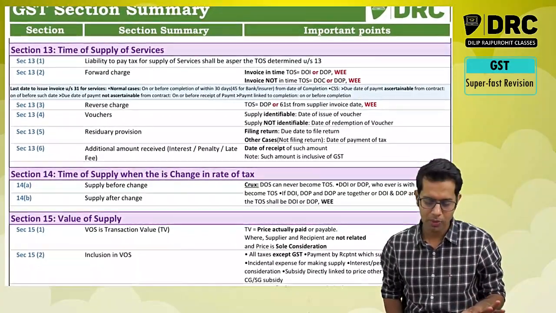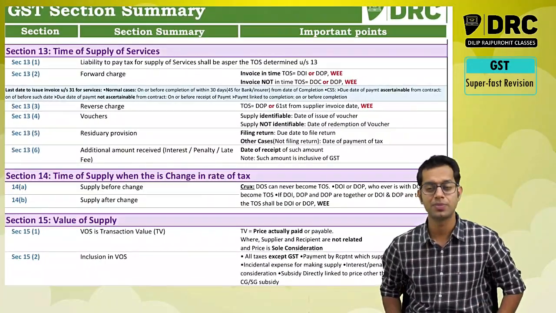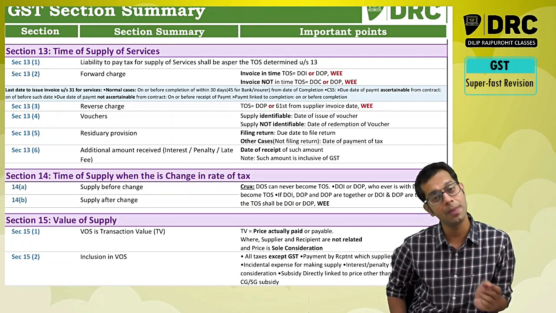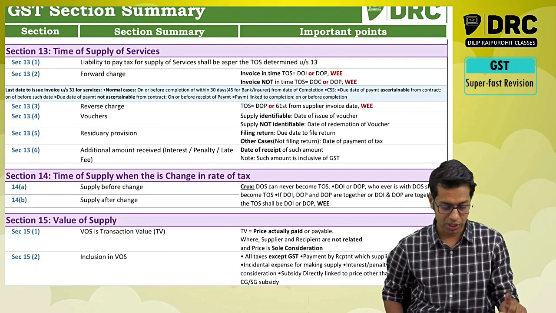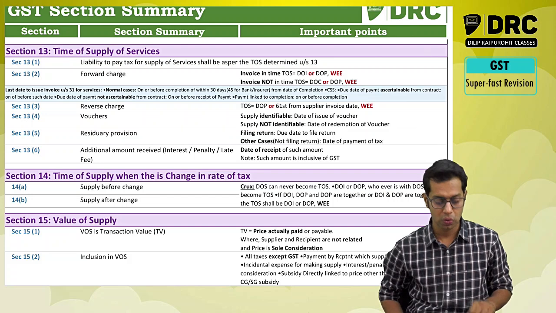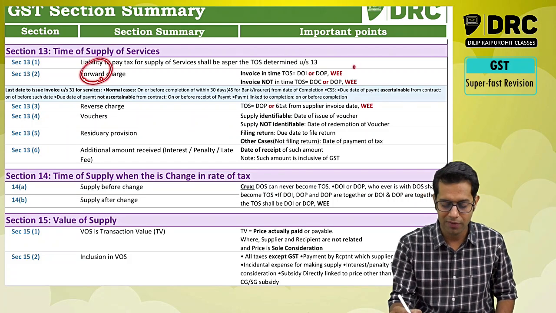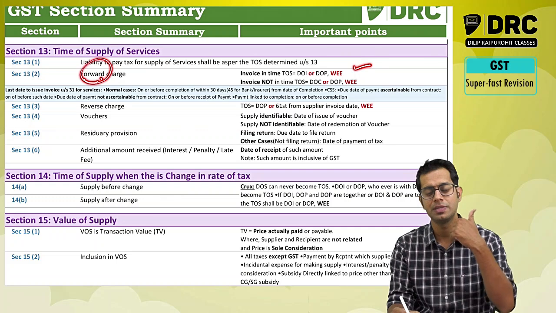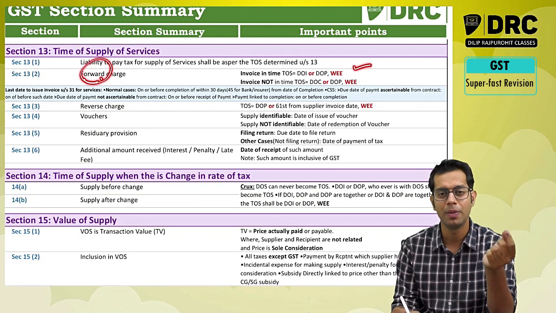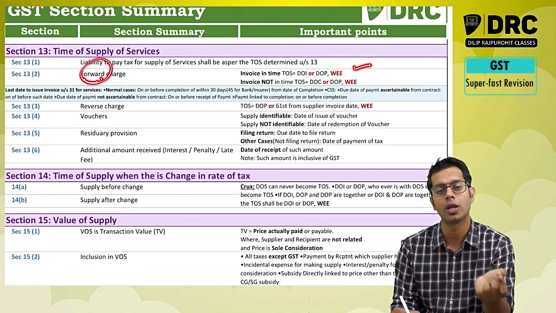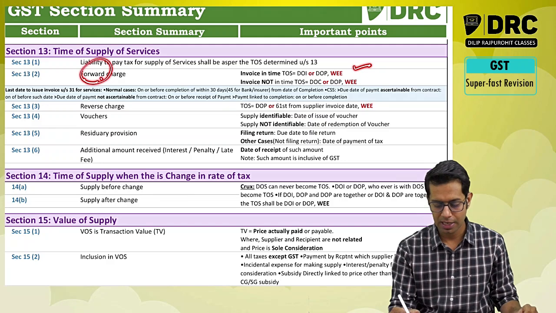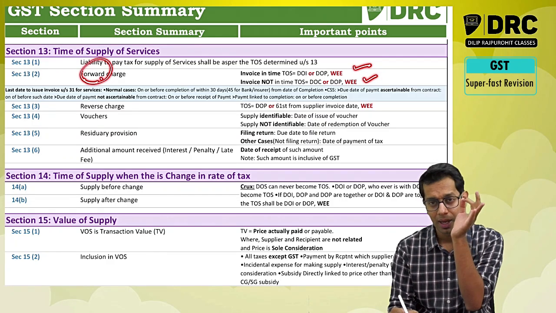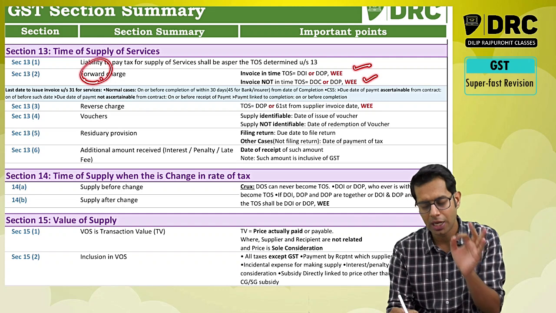Section 13 talks about time of supply of services. Section 13 subsection 1 says the liability to pay tax in case of supply of services shall be at the time of supply as determined under section 13. Section 13 subsection 2 says in case of forward charge, check whether the invoice has been issued within the due date or not. If the invoice has been issued within the due date, the time of supply will be the date of issue of invoice or date of payment, whichever is earlier. However, if the invoice is not issued within the due date, the time of supply will be the date of completion or date of payment, whichever is earlier.